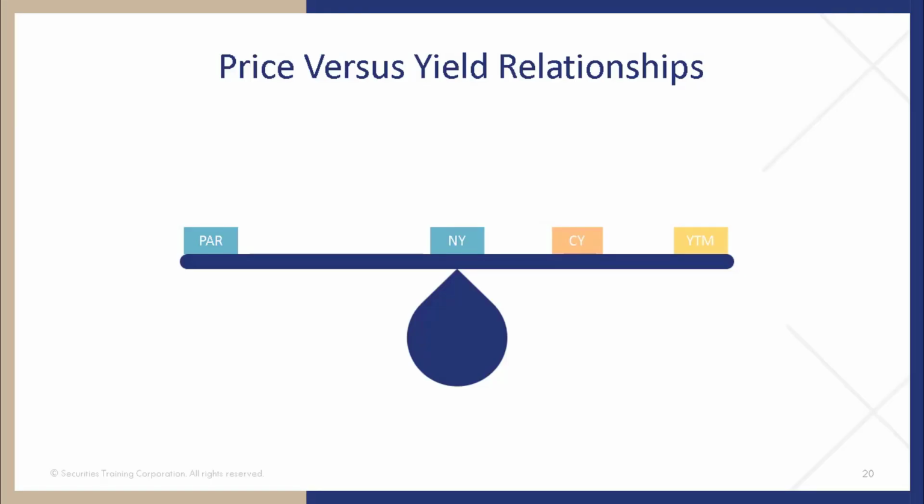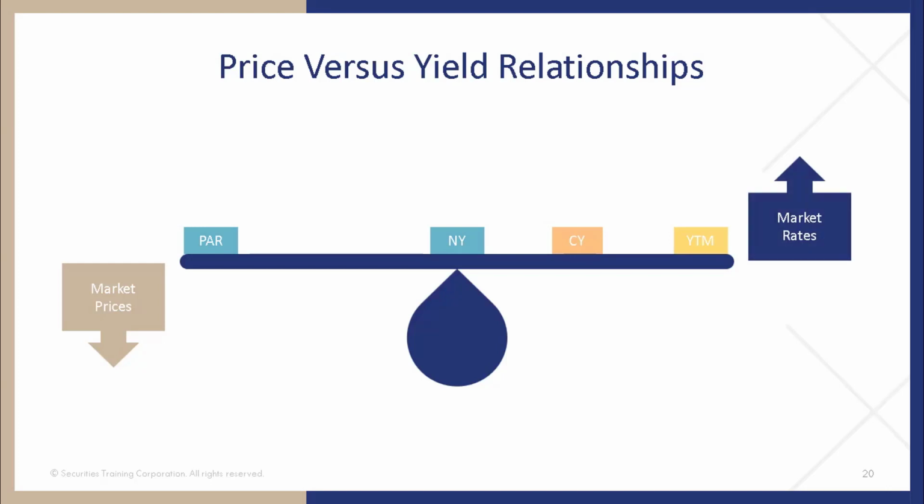Before we get to some of the examples on the next few slides that deal with how to guess what one is when you know other information, how to guess the yield if you know the price, or the price if you know the yield, let's review again the inverse relationship between interest rates and bond prices. Market prices would decline if what happened? If market interest rates increased.